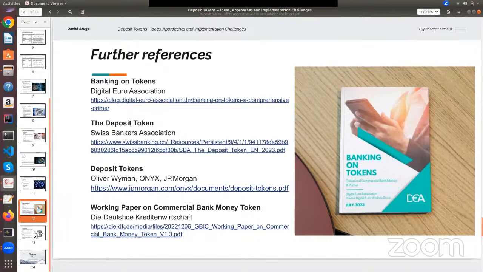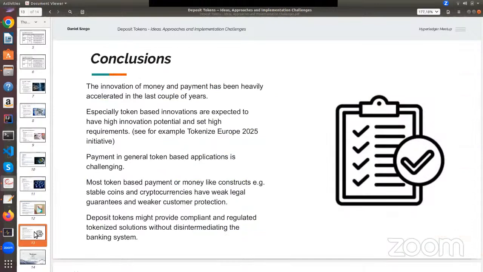So 1 more slide as a conclusion. As a conclusion, I would say the innovation of money has been really heavily accelerated in the last couple of years. For 20 years, there were 1 or 2 different kinds of money. At the moment, I would count 6, 7, 8, 9, 10 different kinds of money. So it's sometimes a little bit tricky.